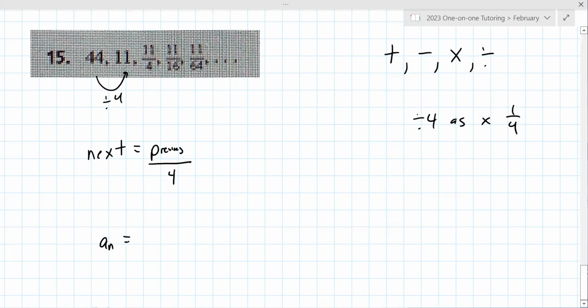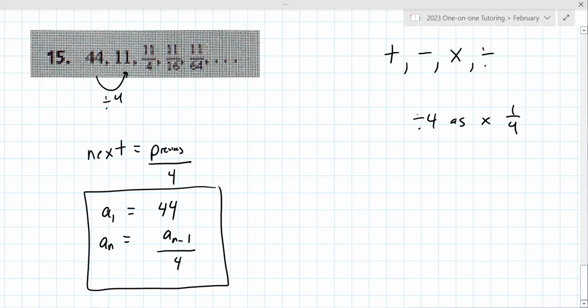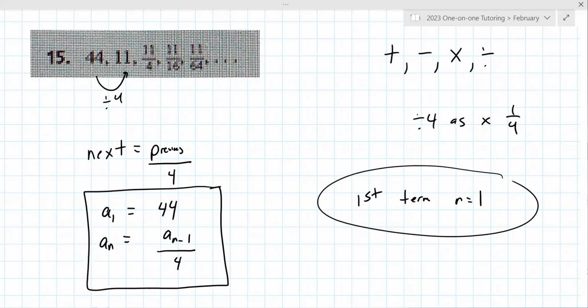So this is something like a sub n equals a sub n minus 1 divided by 4. And then you have to give the first term. You say, all right, you start at 44. I would generally say the first term should be n equals 1. Try not to mess around with n equals 0, and look for these sort of patterns when you're doing this. And then could you also do a sub n minus 1 times 1/4? Yes, that'd be good. Both ways work.